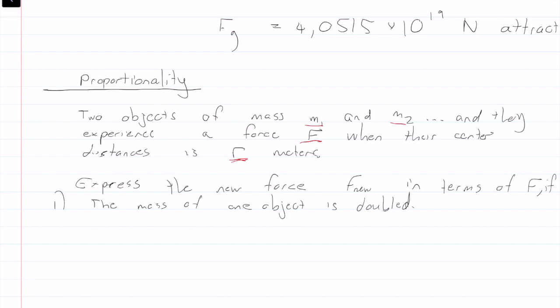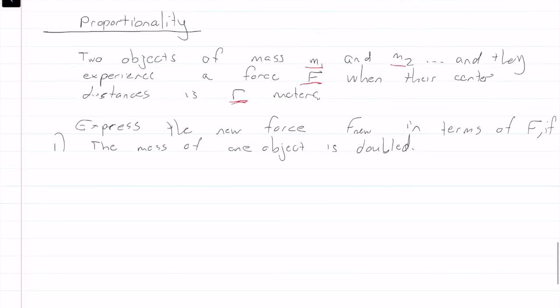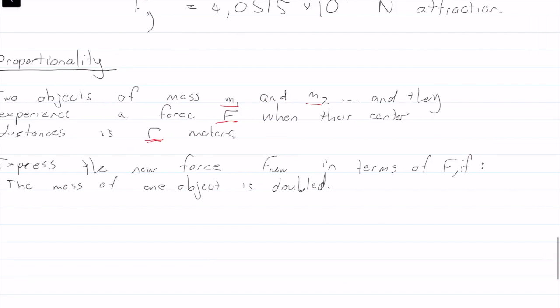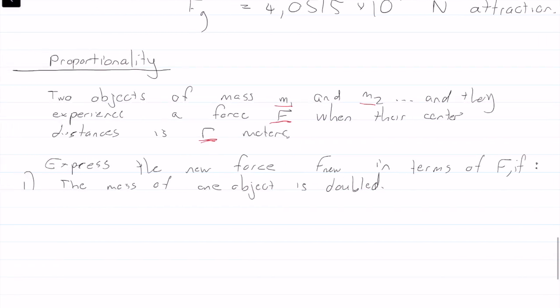Okay, so first we need an expression for the old force. So I'm going to call that F old. And I'm actually going to do it at the top because we're going to go through a number of these scenarios. So F old, let's use a green. F old, the old force, is equal to G m1 m2 over r squared.